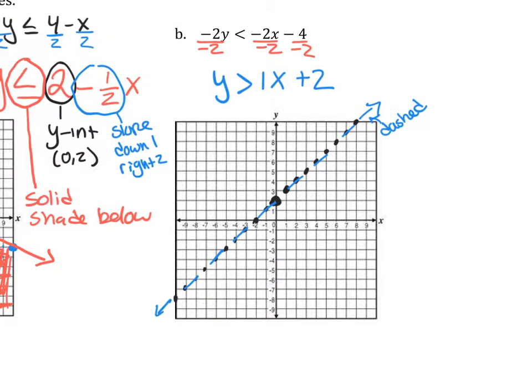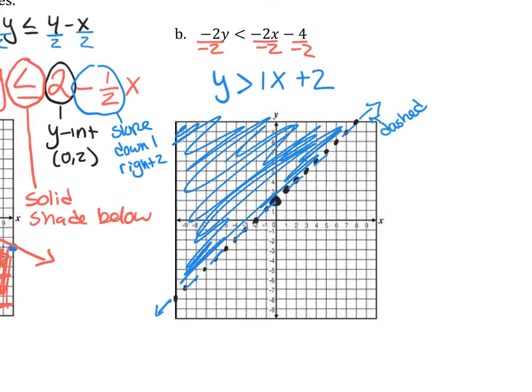Okay. Yeah, so it should be a dashed line, and then do we shade above or below? Above, because it's greater than. So again, all the shading right up to the line, but not past it. Okay, any questions there?